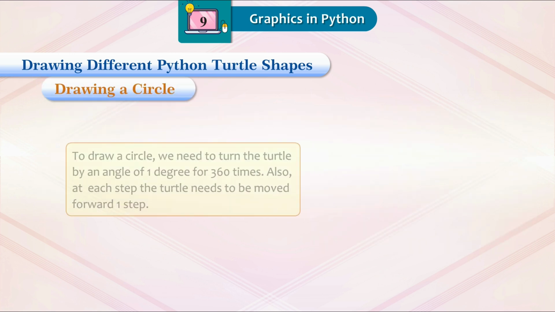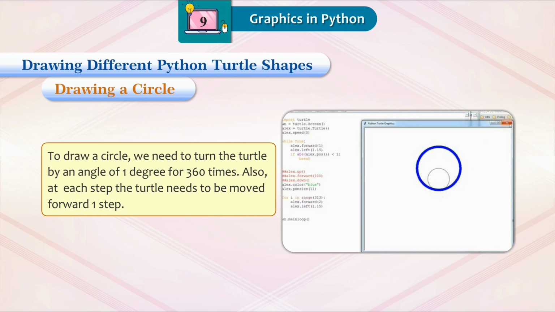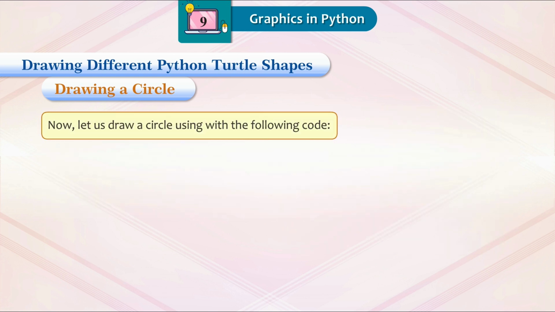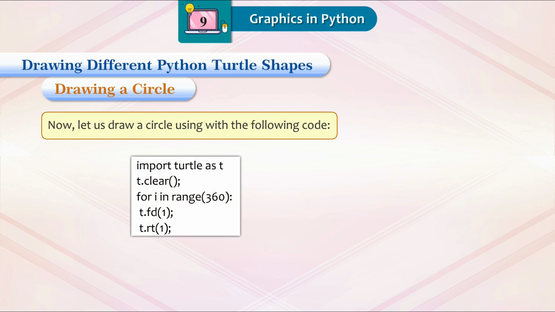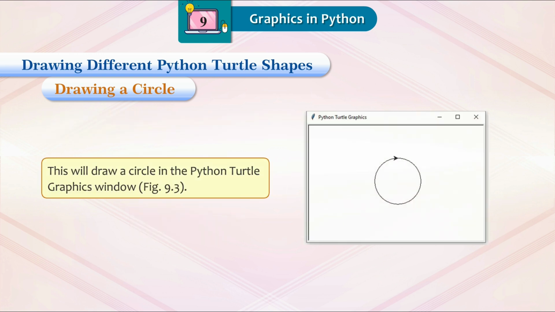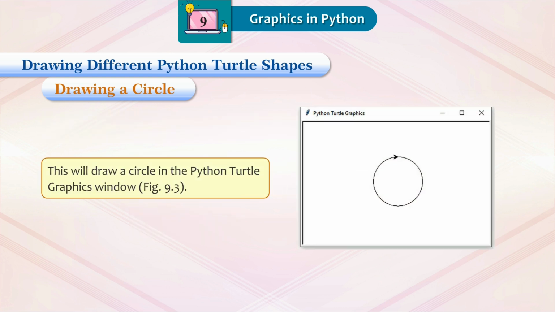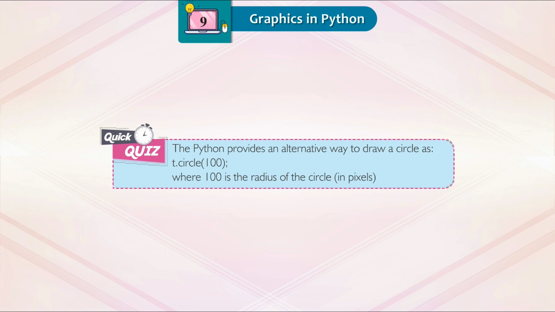Drawing a circle. To draw a circle, we need to turn the turtle by an angle of 1 degree 360 times. Also, at each step, the turtle needs to be moved forward 1 step. Now, let us draw a circle with the following code. This will draw a circle in the Python Turtle graphics window, figure 9.3. Quick quiz. Python provides an alternative way to draw a circle as T.circle(100), where 100 is the radius of the circle in pixels.